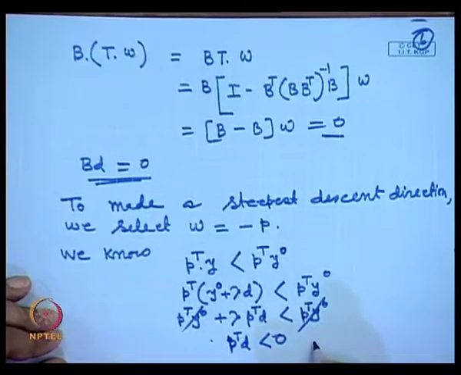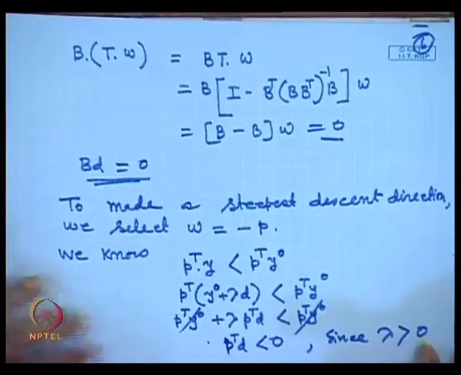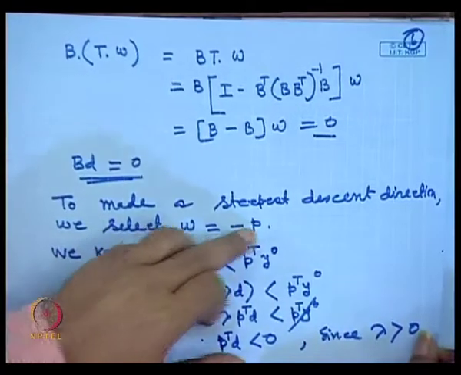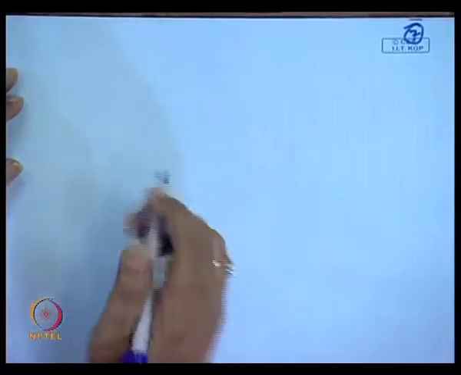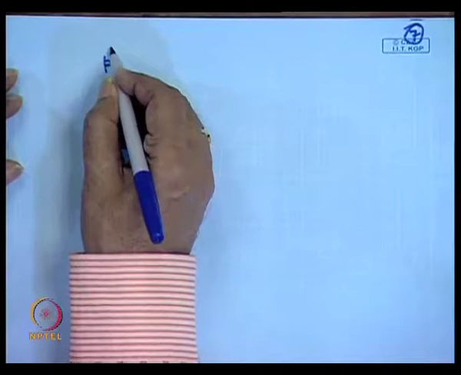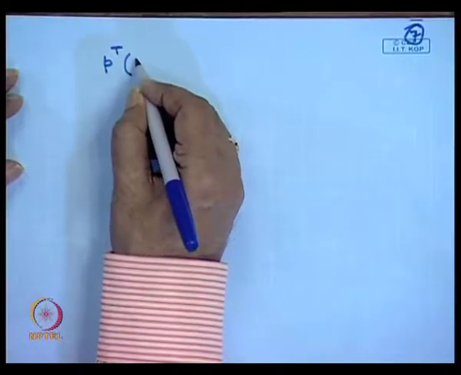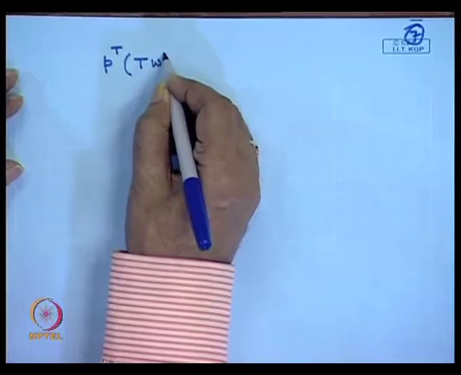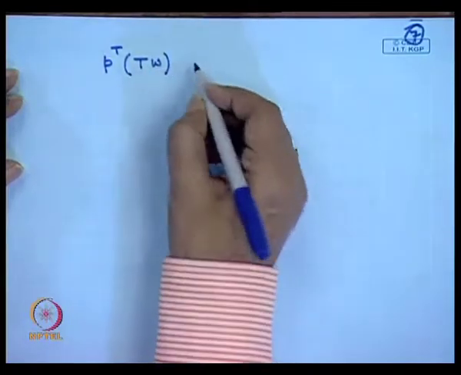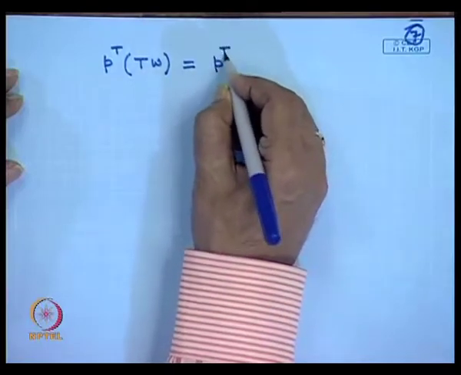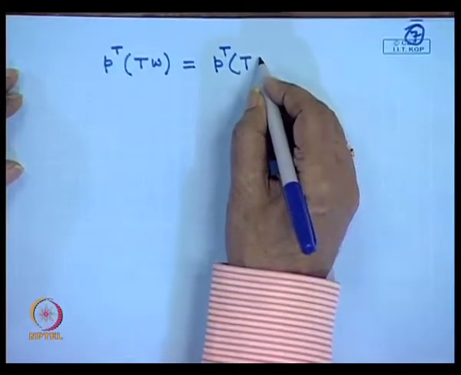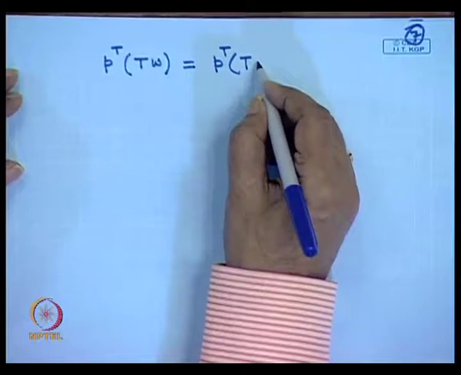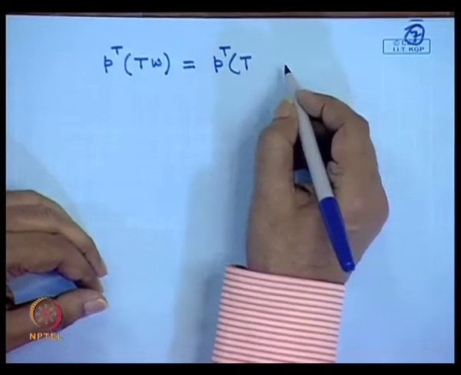Now, since lambda is greater than 0, this condition is satisfied if we choose W is equal to minus P. Then it is obvious that P transpose D will be less than 0. If you see, D is TW, some direction of D we have considered. Now, I am telling you, if you select W, instead of any direction, W is equal to minus of P, okay.